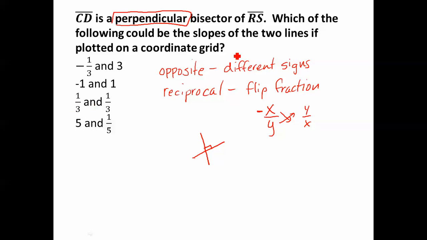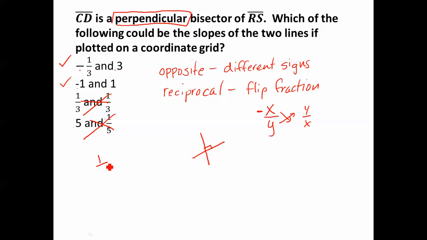So first thing I want to do is look and see if they have different signs. This one is a negative, and this one has no sign, so it's positive. So those have different signs. That's a possibility. Negative and positive, that's a possibility. Positive and positive, those cannot be opposite reciprocals.